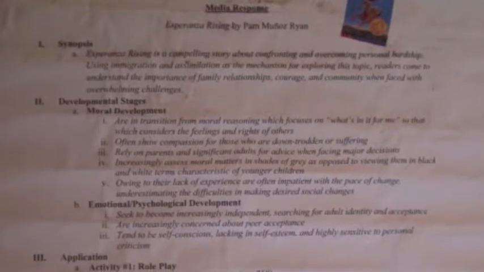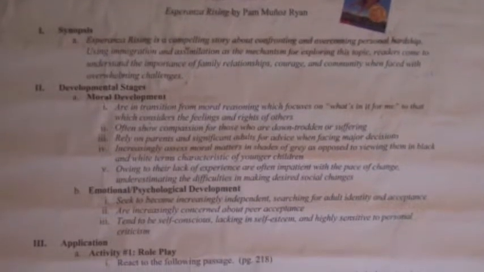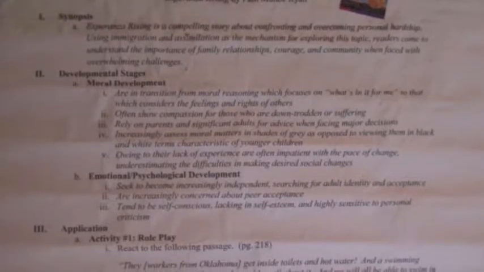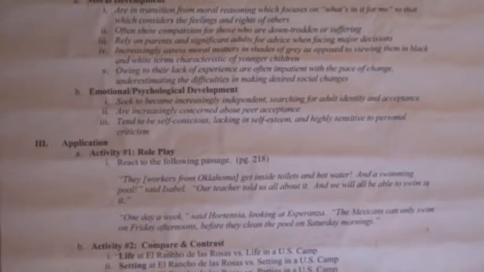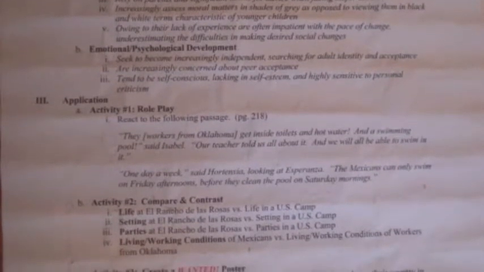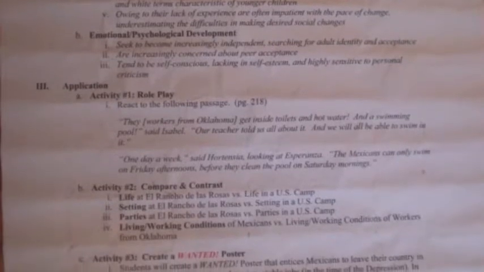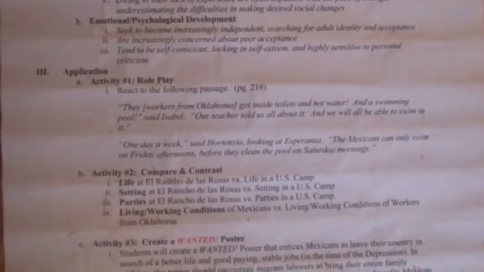So I just photographed an outline, and if you look closely, you hopefully will be able to see the three parts of your media response paper. The first is a simple synopsis or summary of the novel or film. The second portion is the two developmental stages with an elaboration that are addressed in the novel, either through its plot or through its characters. And finally, the third part are the three activities, or what we call the application.